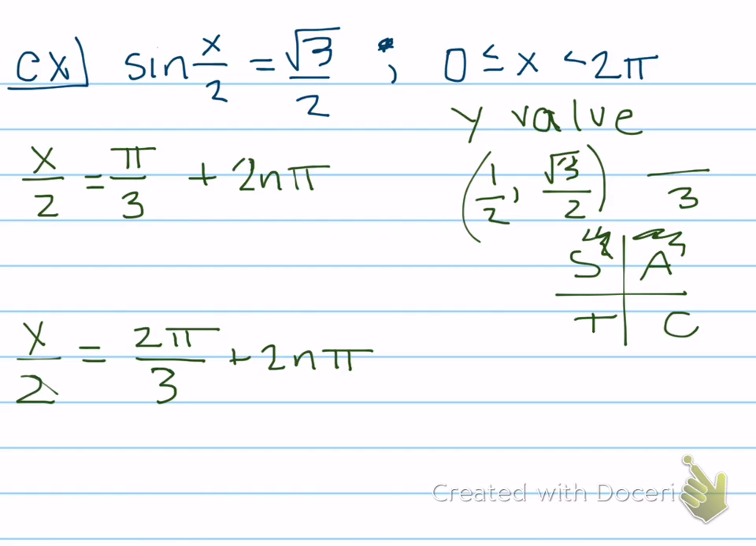Now I'm actually going to have to do some work and solve for x. So in the last problem, x was already by itself. There was nothing located within the trig function. Now there is. So to get x by itself, I have to multiply everything by 2 to clear this fraction. And same thing down here. We'll just do both equations at the same time.